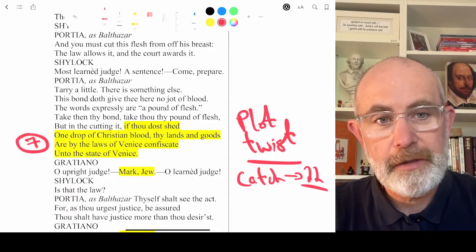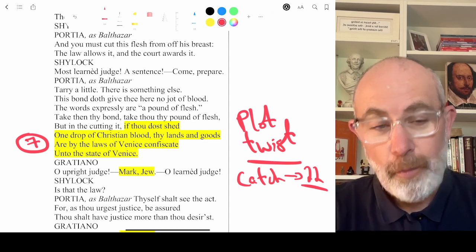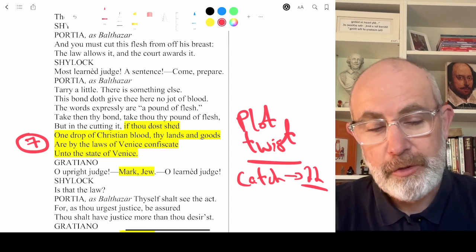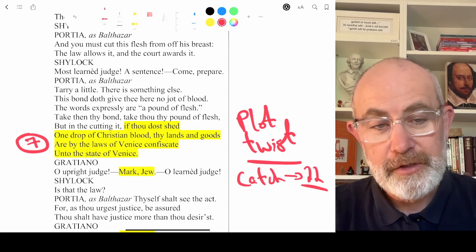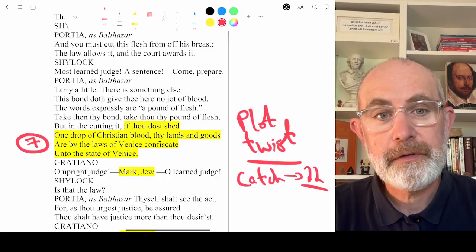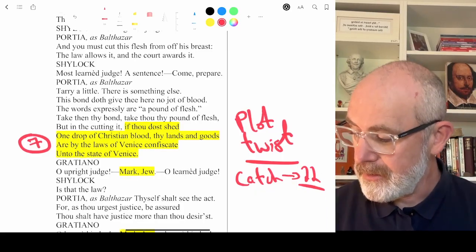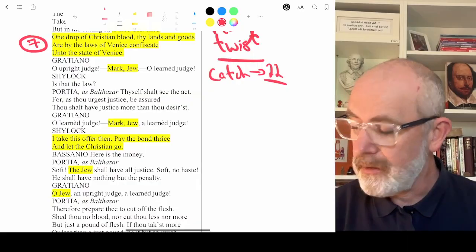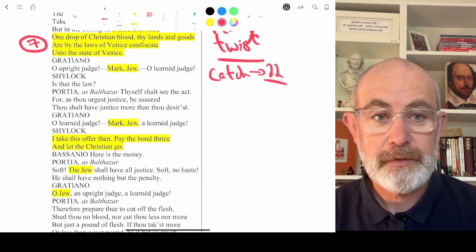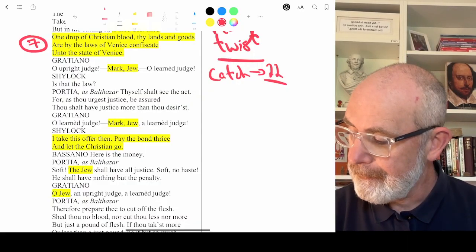Shylock wants that pound of flesh. He wants to destroy Antonio. But if he destroys Antonio, he destroys himself. And her intelligence has walked him into the trap. And now he's done. So that's the moment of climax in the play.